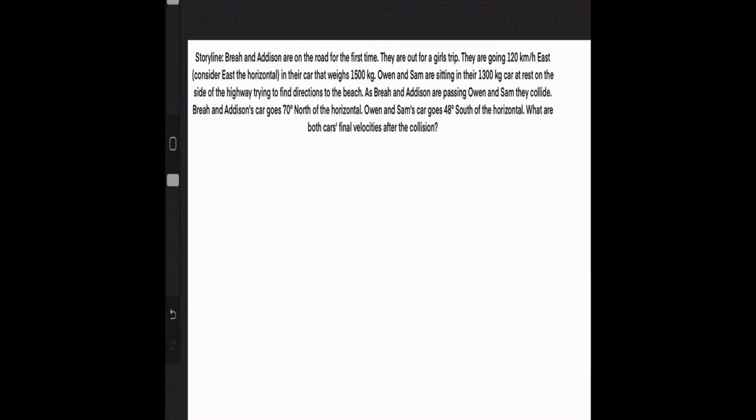for the first time. They are out for a girls' trip. They are going 120 kilometers an hour east, consider east the horizontal, in their car that weighs 1,500 kilograms.